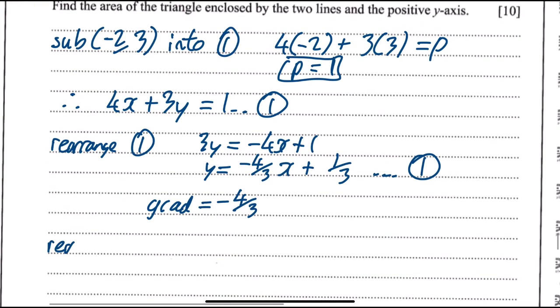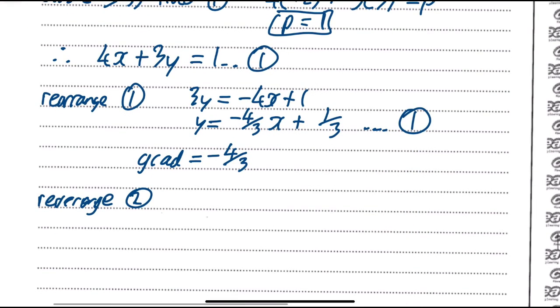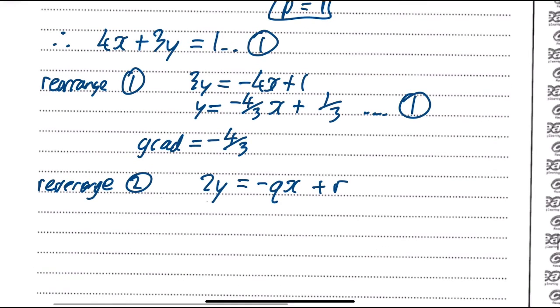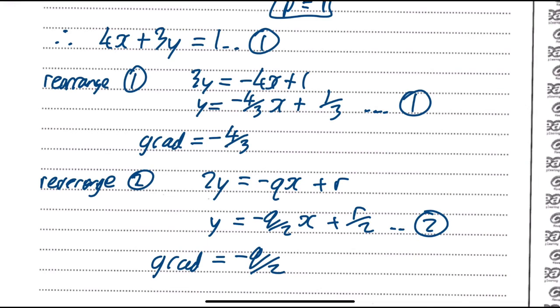I'm also going to rearrange my equation 2. What was it? qx plus 2y is equal to r. I'm going to rearrange it to say 2y is equal to minus qx plus r. And then I'll divide across by the 2 to give me y is equal to minus q over 2 x plus r over 2, and that's my equation 2. And it has a gradient equal to minus q over 2.